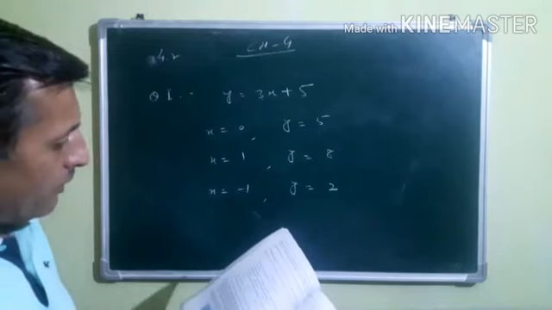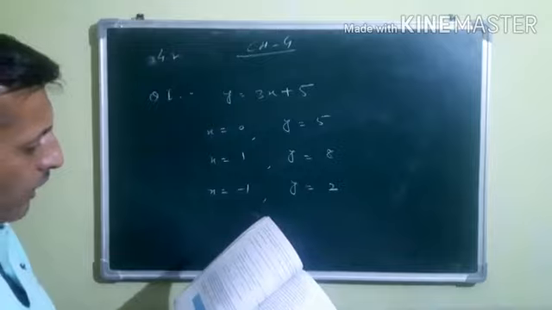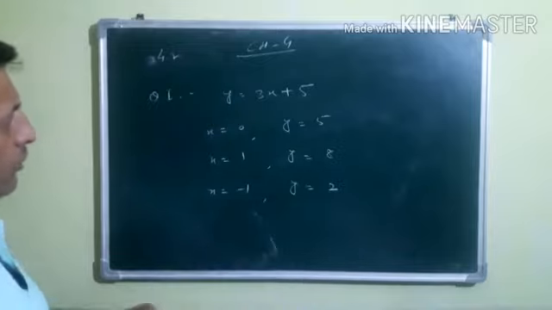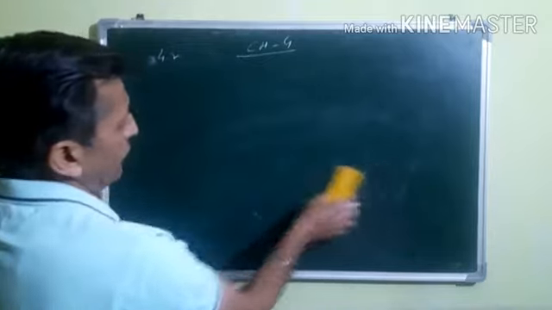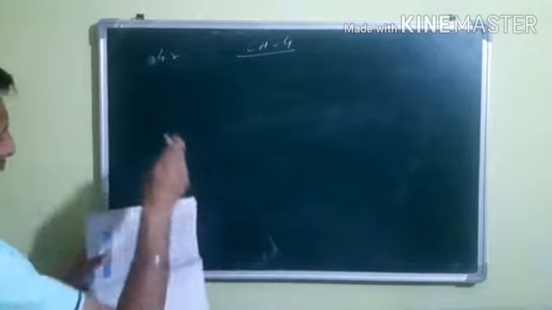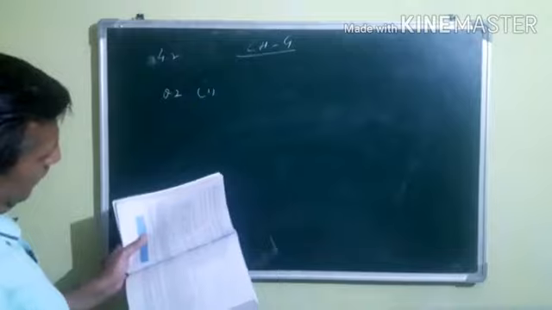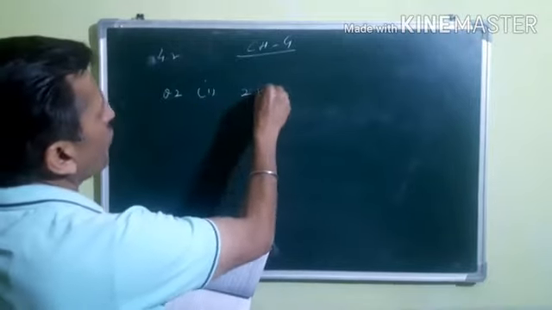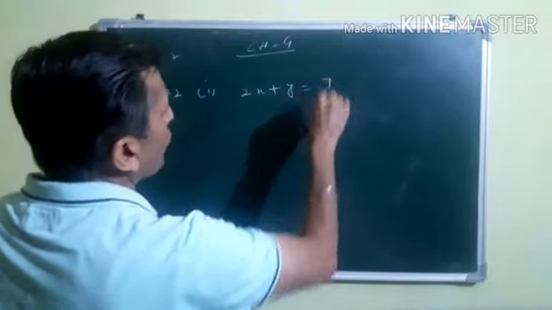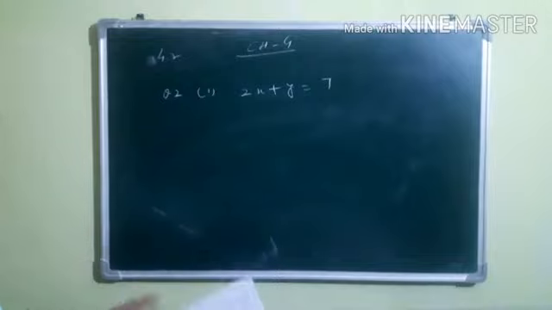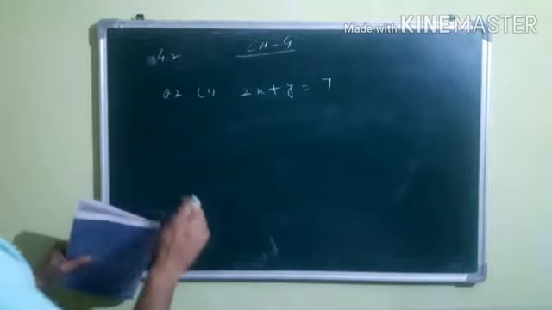Now see, in the second part he said to write 4 solutions for each of the following equations. Solutions means which satisfy the equation. The first part is question number 2. I am taking the first part: 2x + y = 7. This is your linear equation, and you have to find the 4 solutions.